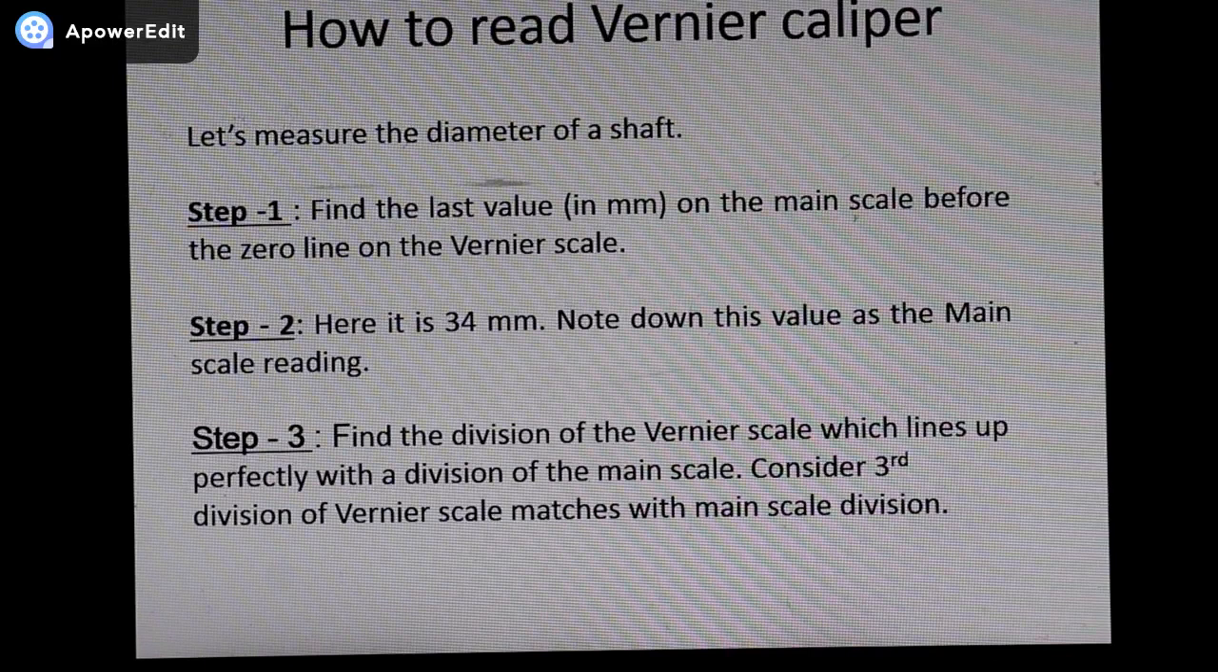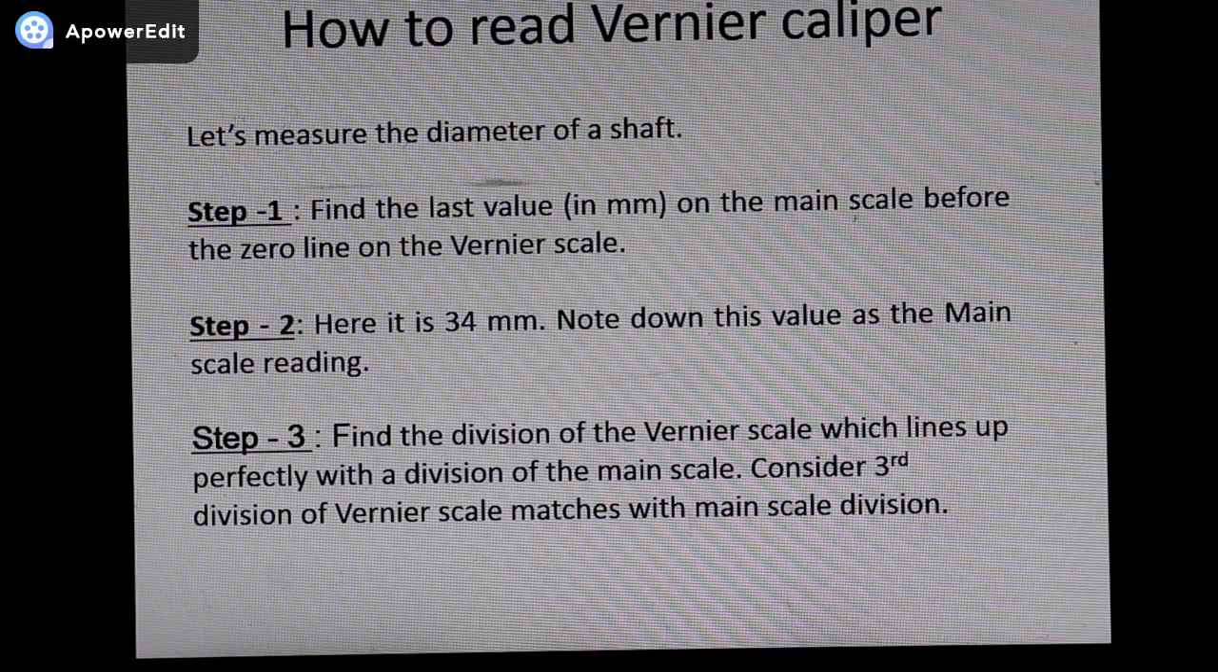Now let us understand how to read the vernier caliper. For that we will measure the diameter of a shaft. Suppose we have a shaft. The first step to measure the diameter of the shaft is to find the last value in mm on the main scale before the zero line on the vernier scale. That will be the given dimension. Here suppose it is 34 mm. So we will note down this value as the main scale reading.